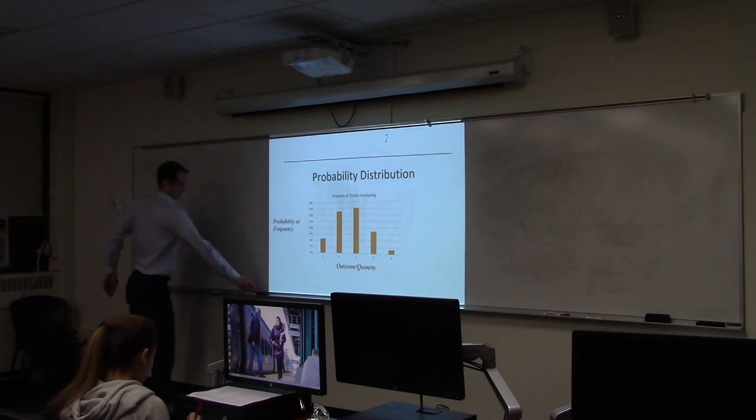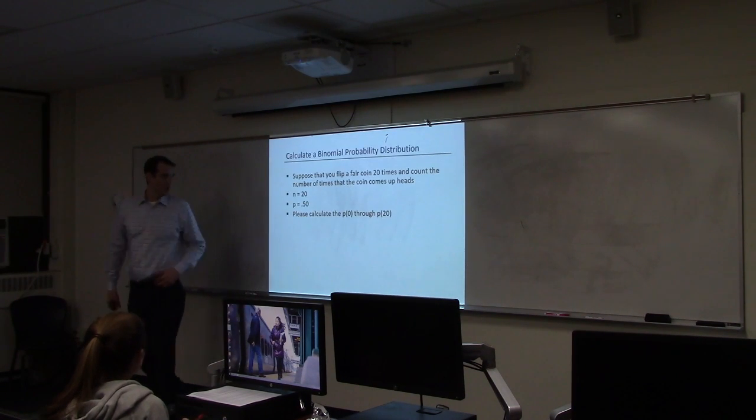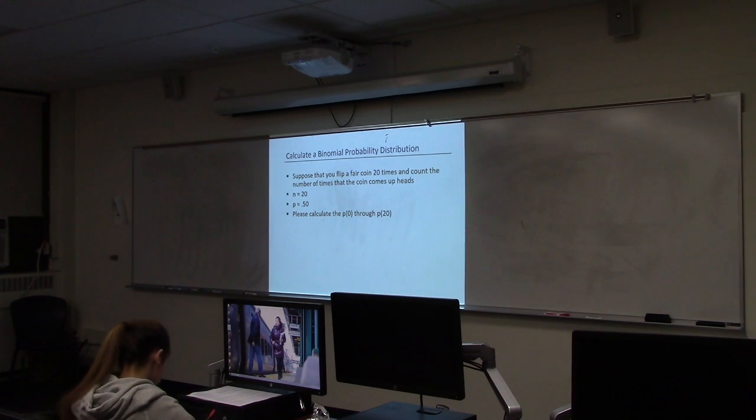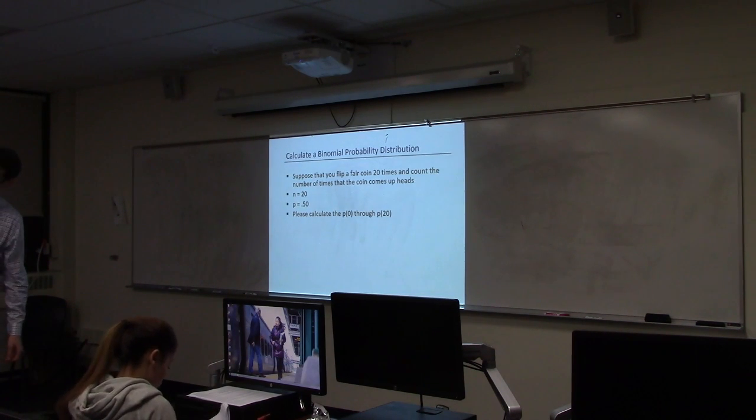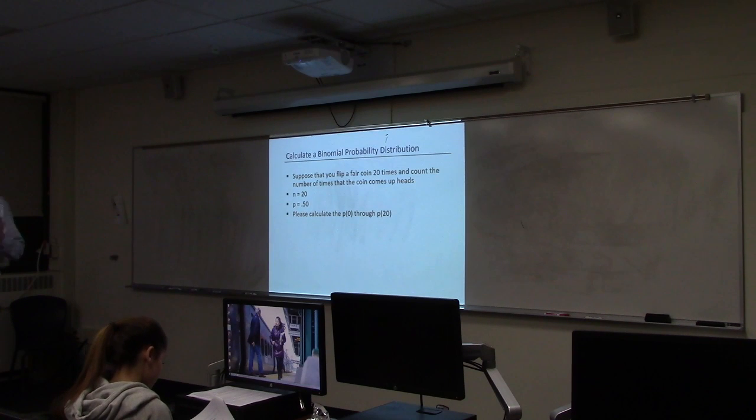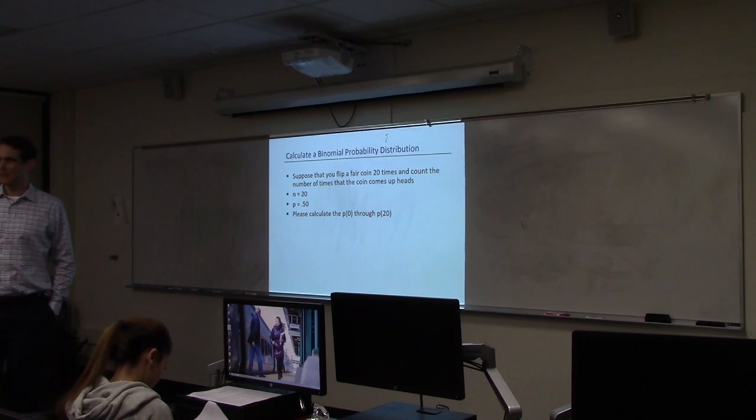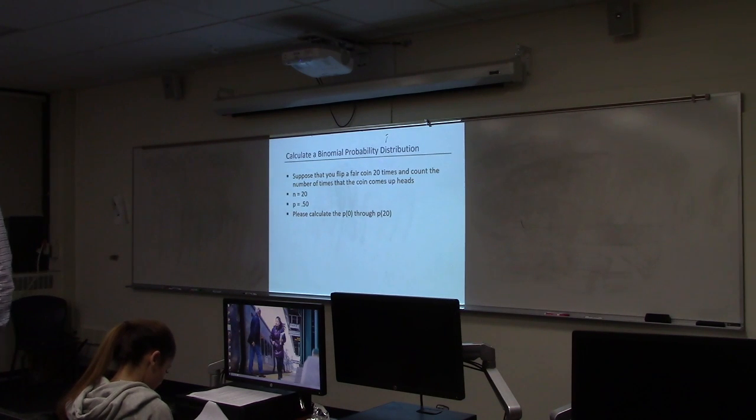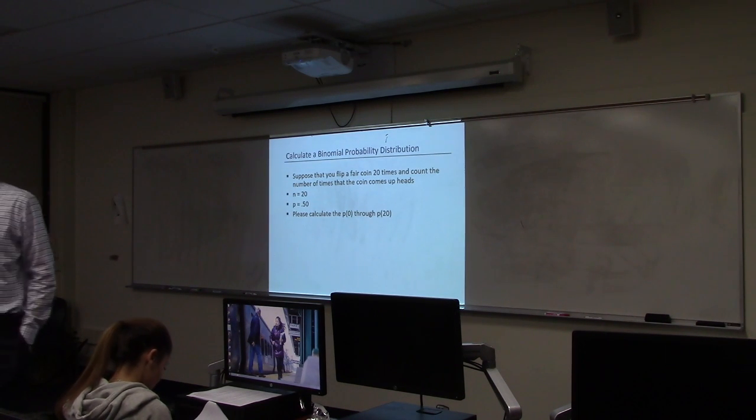I would like to use an example where we are flipping a coin, a fair coin. Suppose we flip it 20 times. The probability of it coming up heads each time is 50%. And what I'd like us to calculate, we won't do them all, we'll do a couple, is the probability of 0 through 20 successes.